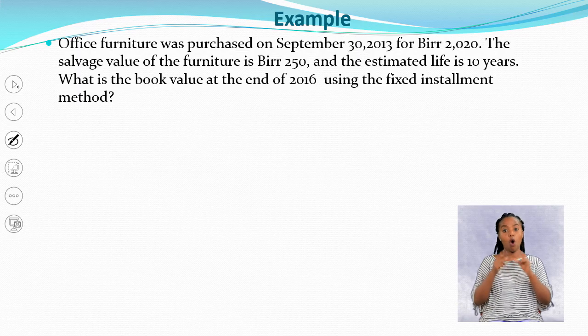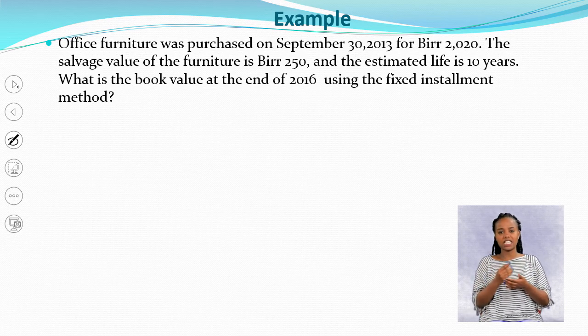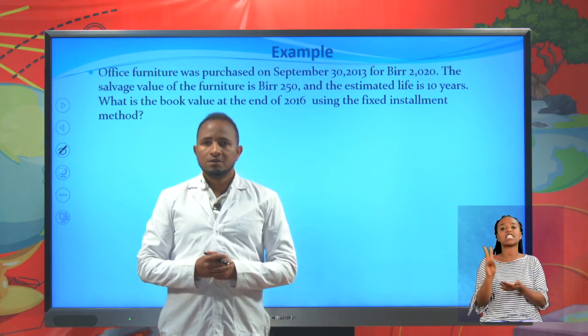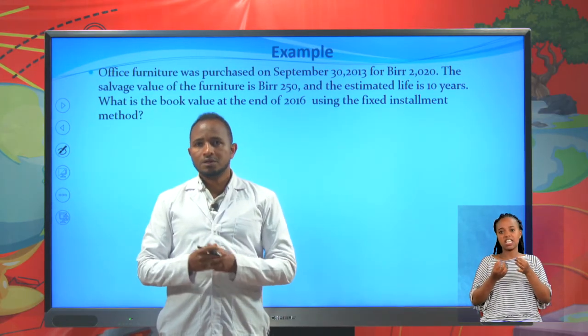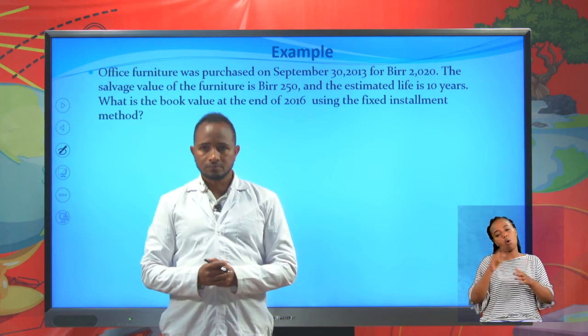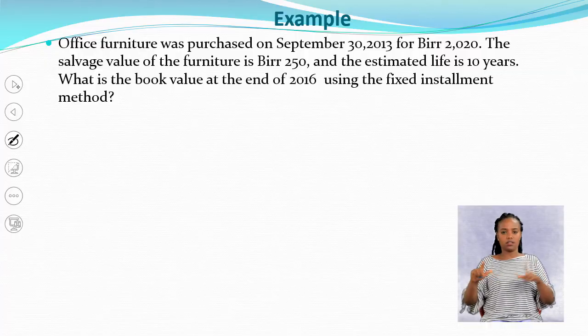Office furniture was purchased on September 30, 2013 for BIR 2020. The salvage value of the furniture is BIR 250 and the estimated life is 10 years. So what is the book value at the end of 2016 using the fixed installment method or straight line depreciation method? Now let's proceed to the answer.